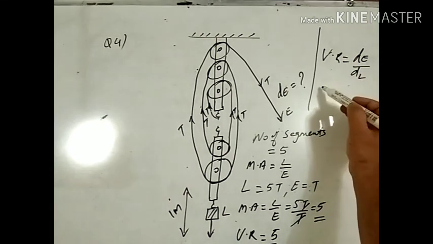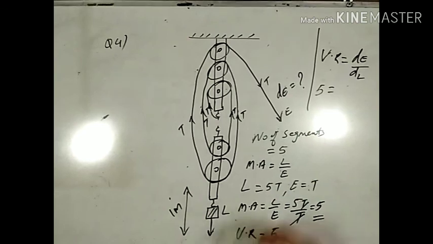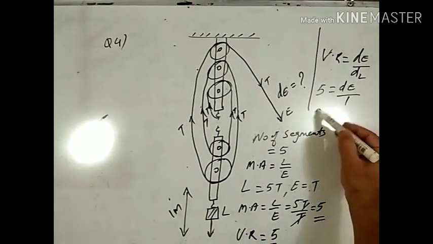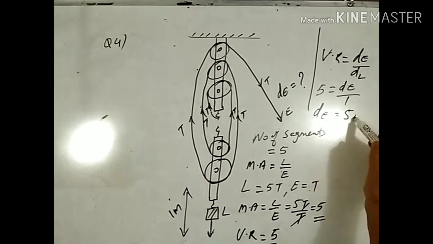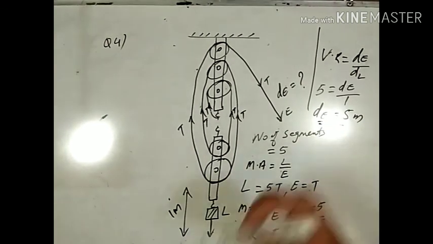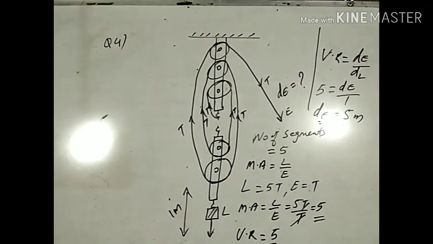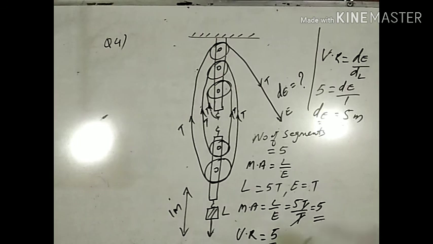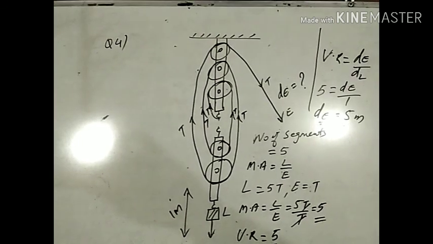Velocity ratio is equal to 5. What is displacement of effort? That you have to calculate. What is displacement of load? 1. Therefore, displacement of effort is equal to 5 meter. So effort moves through a distance of 5 meter. Steps are clear to you. So we have attempted all the parts of this question.